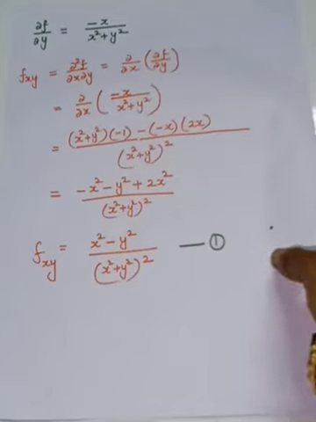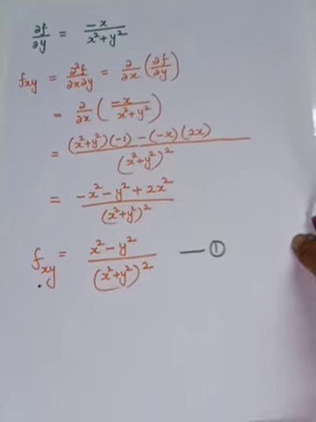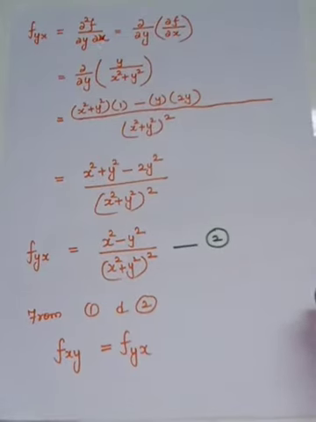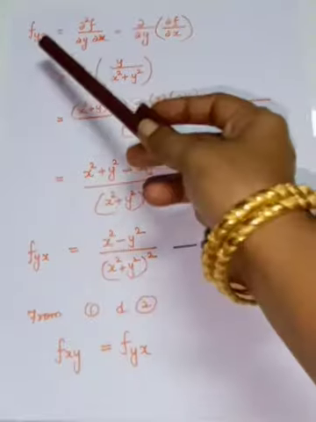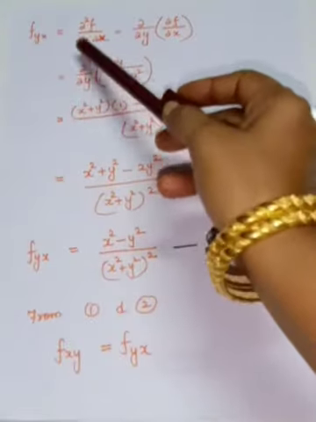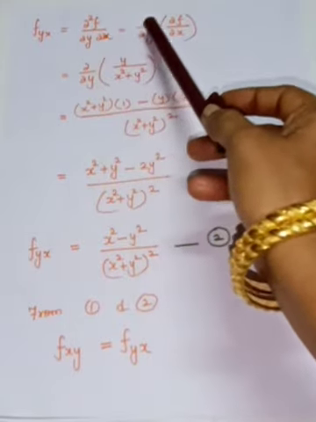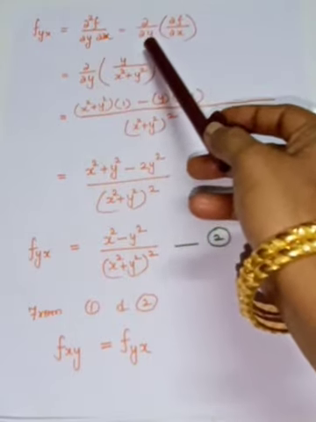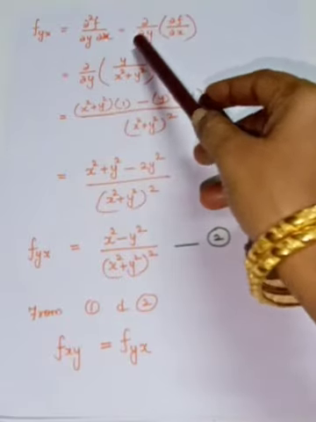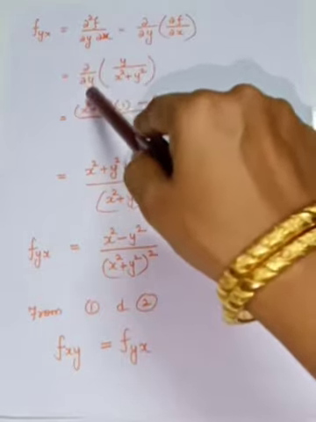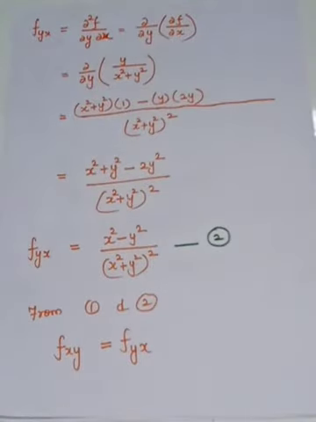You have to complete fyx. What is it? How will fyx be written? It is ∂²f/∂y∂x. First, here you are having y, so it is ∂²f/∂x∂y∂x, so it can be written as ∂/∂y of ∂f/∂x.